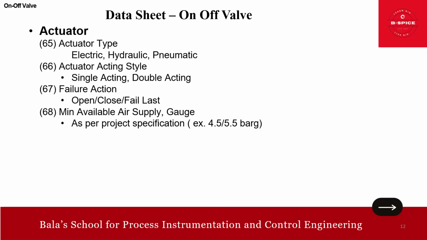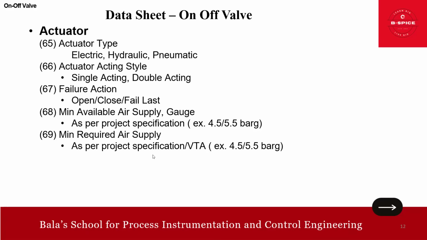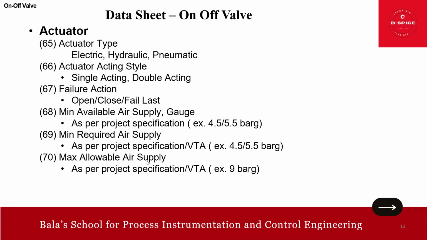Minimum available air supply as per project spec, so 4.5 to 5.5 bar. Then air supply actually, yeah, this is also a project requirement. Maybe sometimes 6 bar also. It's again the required air supply. Then allowable air supply as per project specification, yeah, maximum we can go for 9 bar, right?